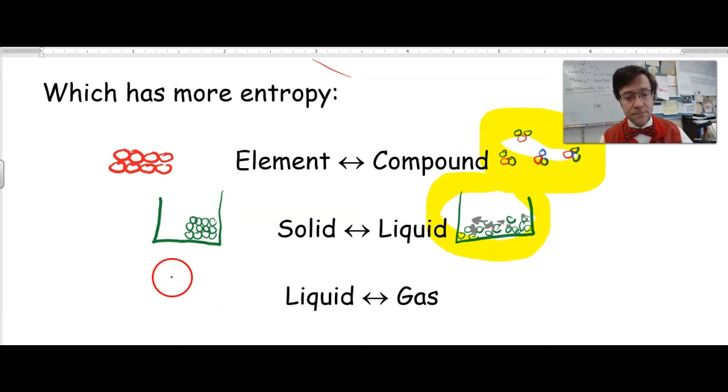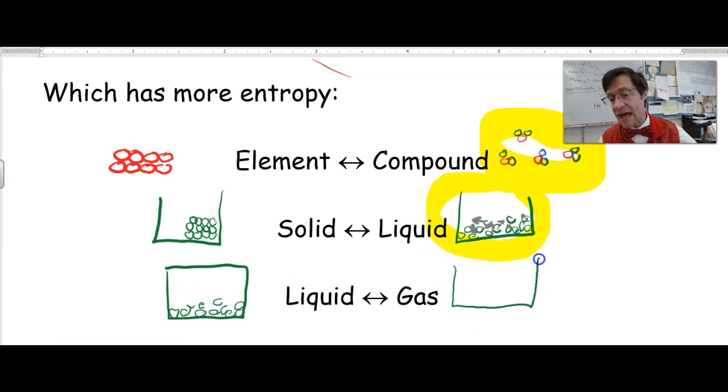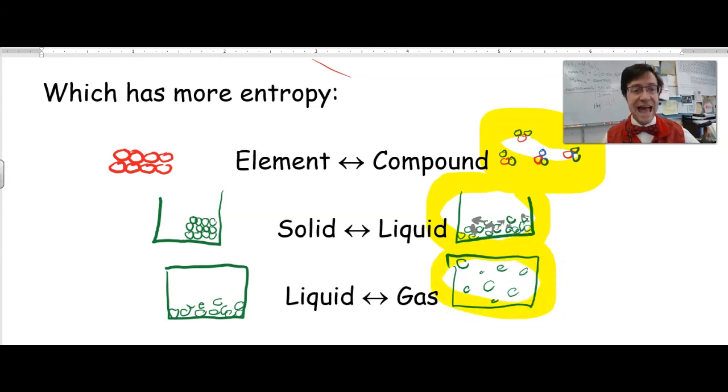Same thing with a liquid or a gas, right? So the liquid, all right, let's make our little box. The liquid is going to be on the bottom. They can still move around pretty well, but compare that to a gas. Man, the gas is literally going to go all over the place and can mix up the entire container. So between a liquid and a gas, the gas is going to be more mixed up and random and crazy.